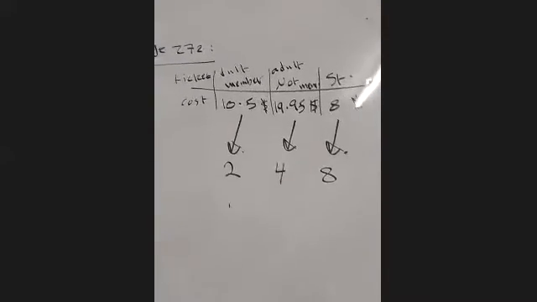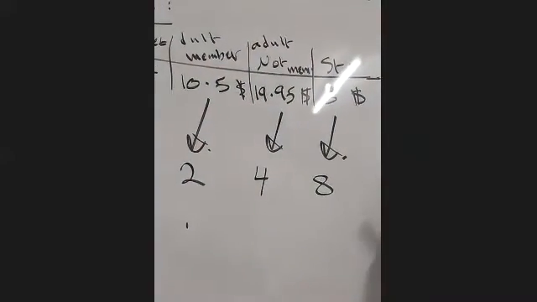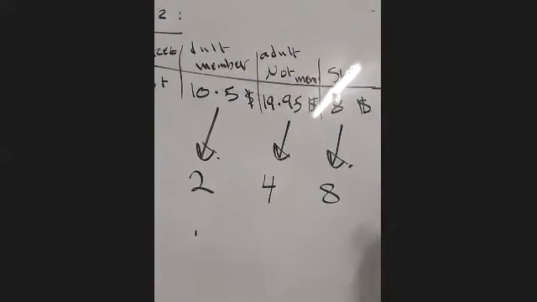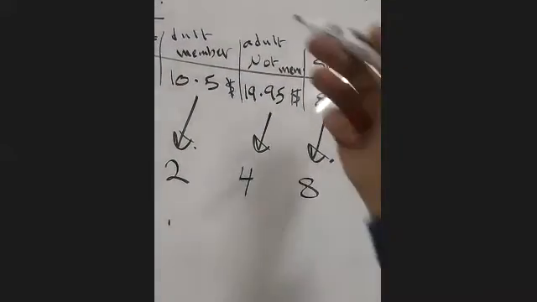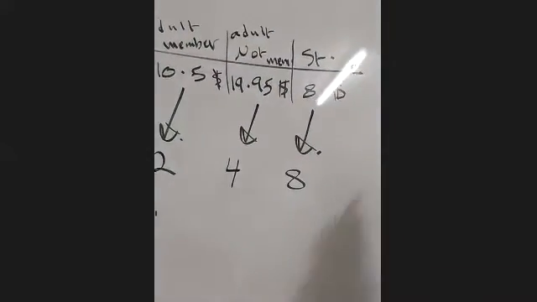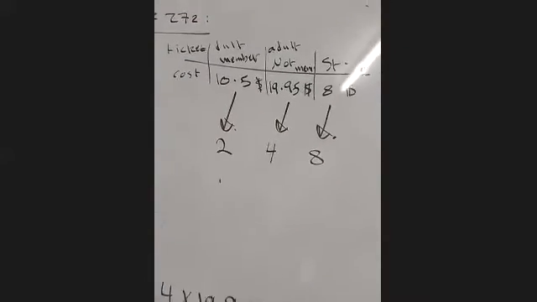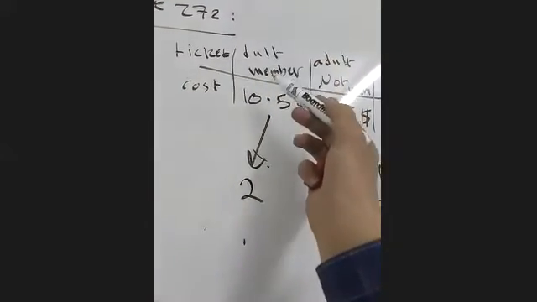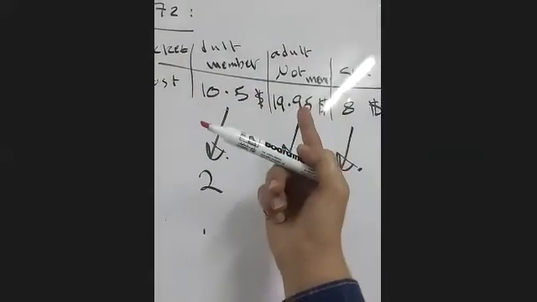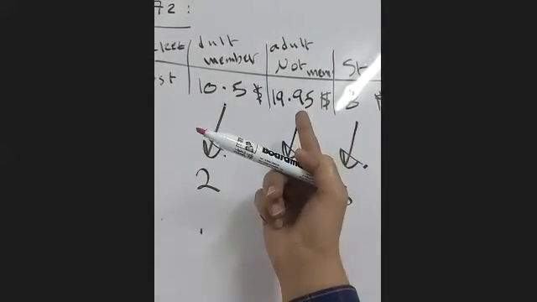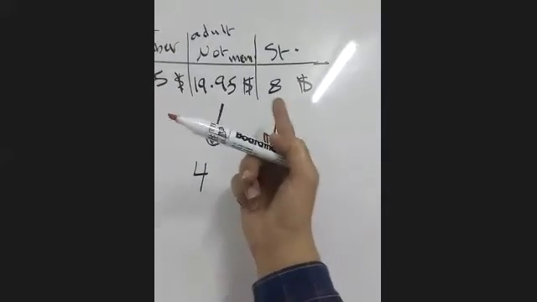But Mr., look here. For each ticket, we have 3 types of tickets, okay? The first type, adult and member. The second type, adult and not member. The third type, if you are a student. The cost of the adult and member is 10.5 for each ticket. The cost here is 19.95 for one ticket. The cost of one ticket for the students is $8.